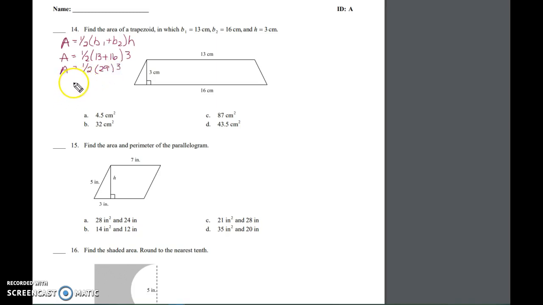And multiply it all together. We get the area is 43.5. And of course it's area, so it's square units. That's going to be D.